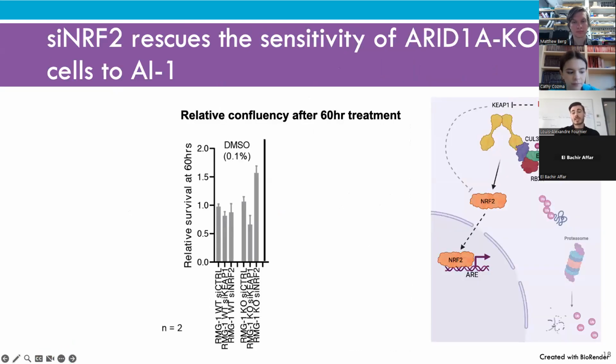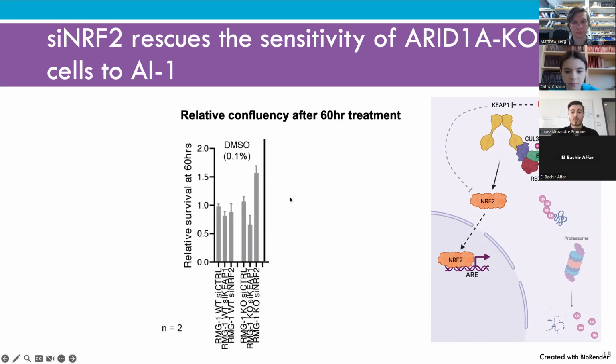And to further test what mechanism could be at play here, we wanted to look at the sensitivity of ARID1A deficient cells to AI1 and see if we could rescue it by knocking down NRF2, as a way to explain how this synthetic lethality was working. As I told you earlier, NRF2 is the downstream target of KEAP1. KEAP1 inhibits NRF2 under normal conditions, and if we use the KEAP1 inhibitor AI1, we would expect an induction of NRF2 transcription in the cell.